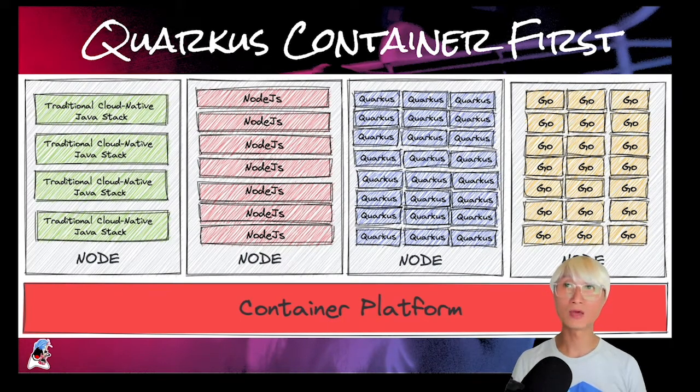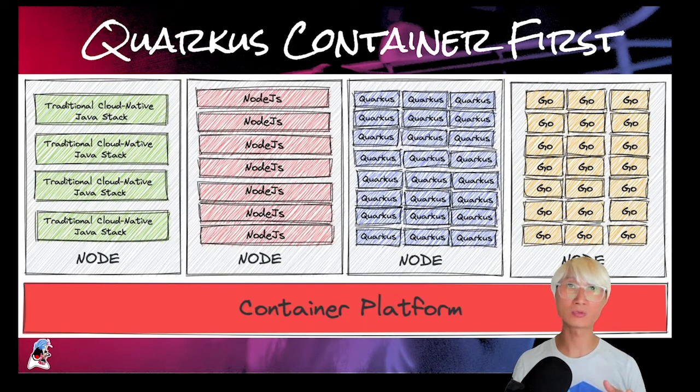At this moment, on the left-hand side, you can see the traditional cloud-level Java stack, which is Spring Boot, for example. And then we have a full pod dealing with some application logic. And then the second tile, you can see Node.js has almost double the density of the traditional Java stack. And on the right-hand side, Go has almost 3 times better density than a traditional Java stack.